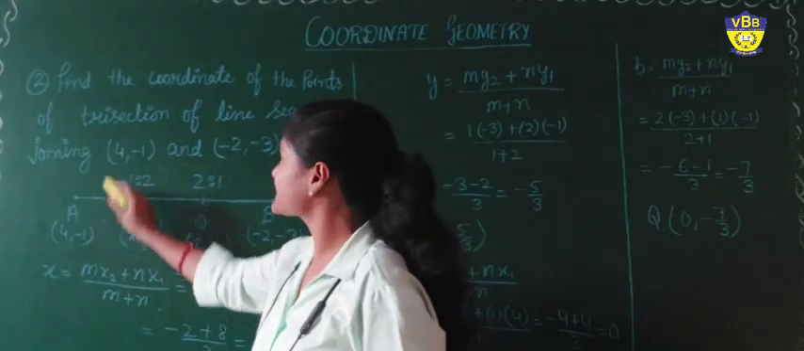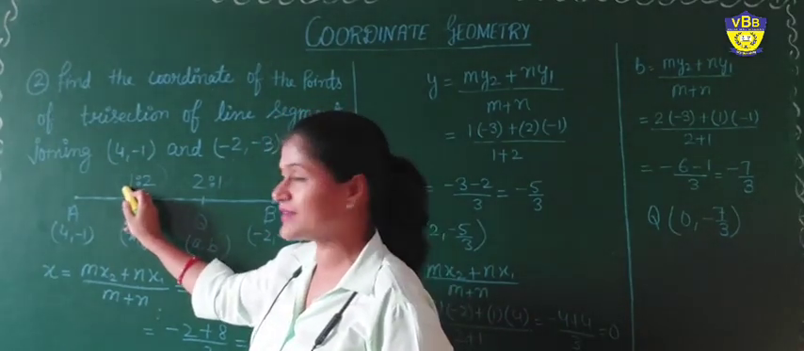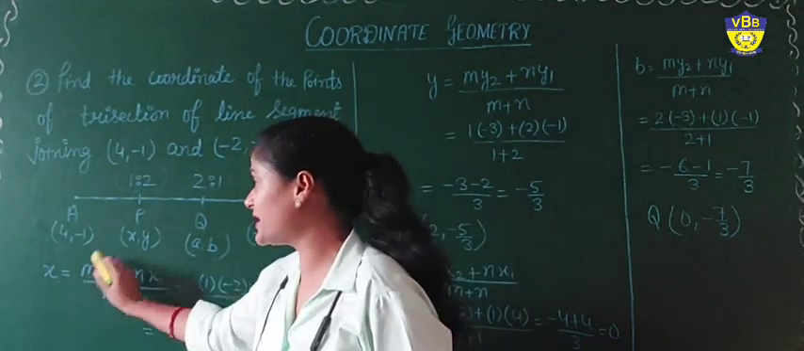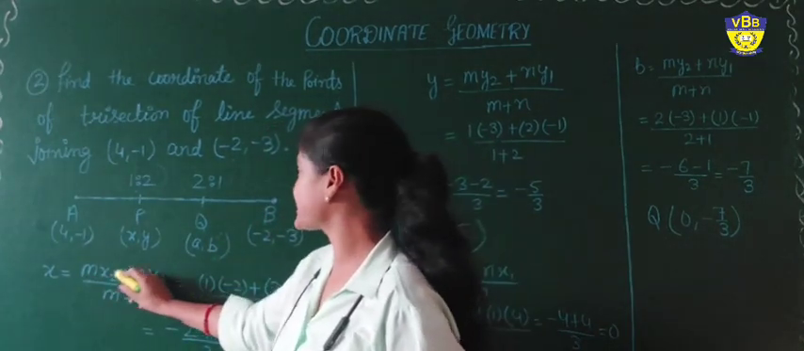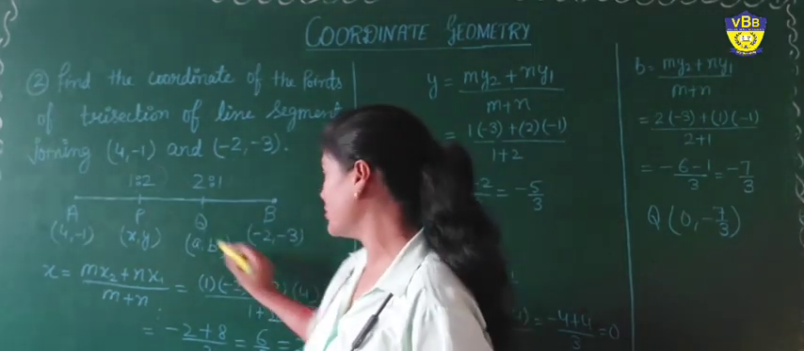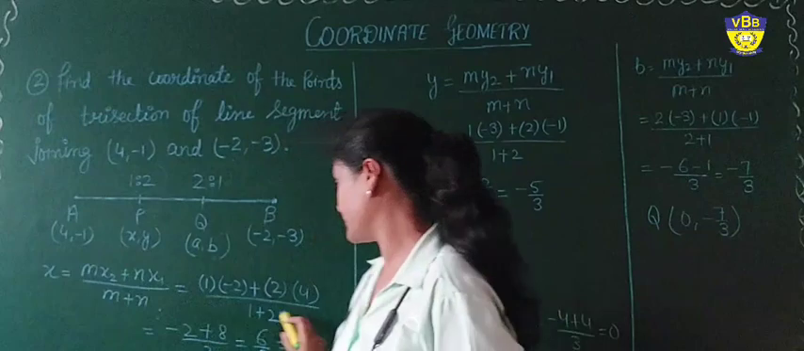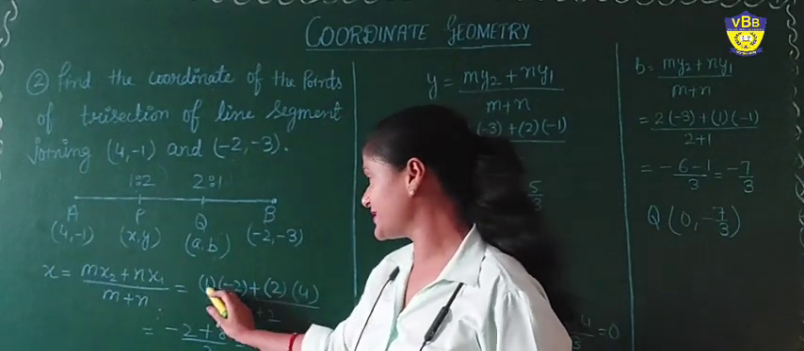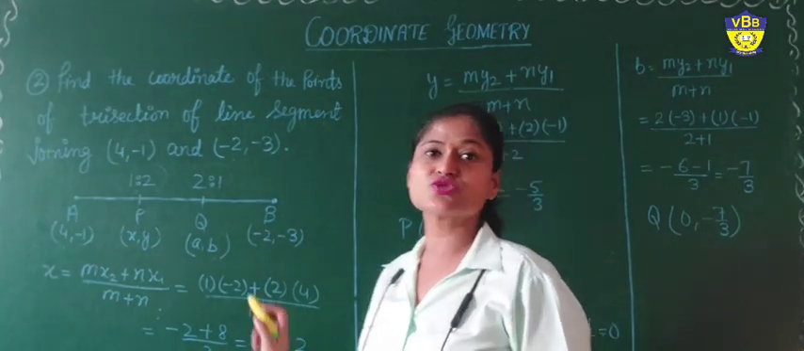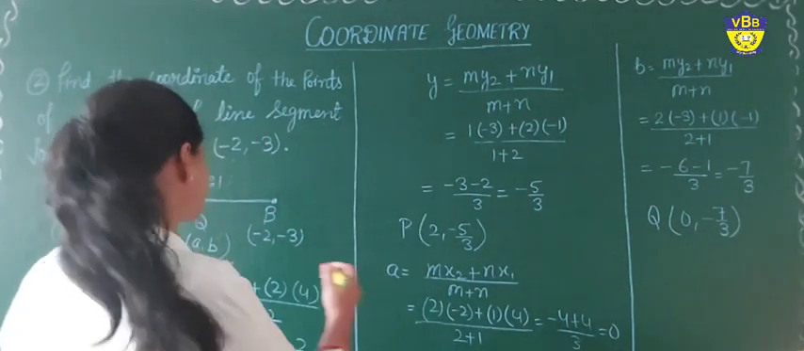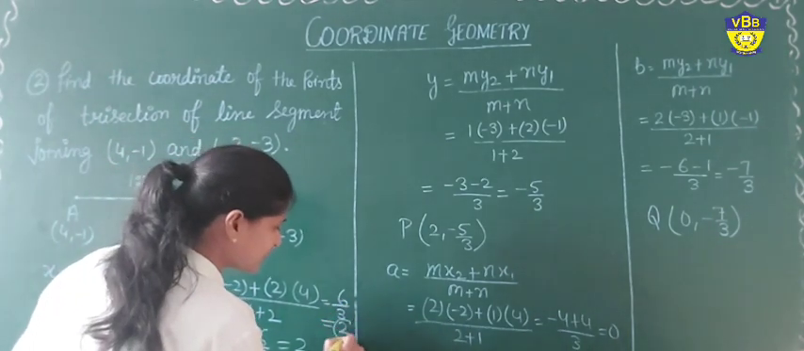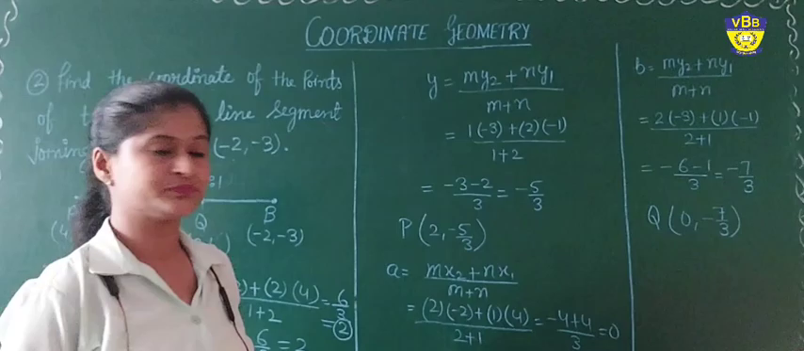Where, for point P, m is 1 and n is 2. Put the values: m is 1, x2 is minus 2, plus n is 2, x1 is 4. 1 times minus 2 plus 2 times 4, that is minus 2 plus 8, gives 6 by 3, that is 2. That is the value of this coordinate. The x coordinate value is 2.